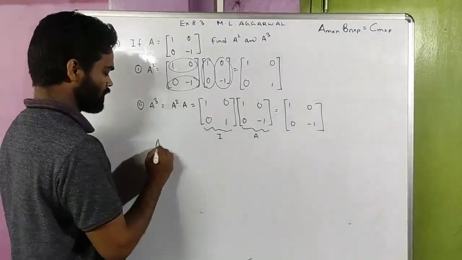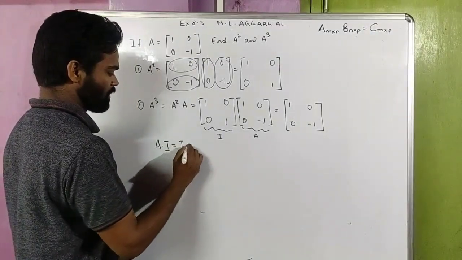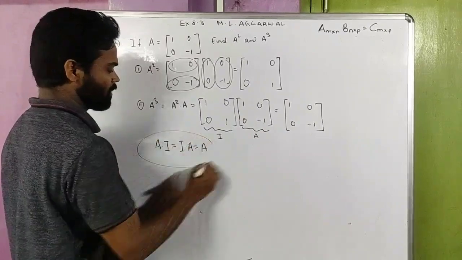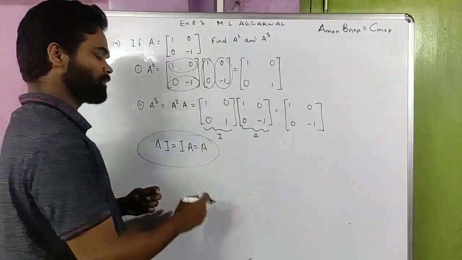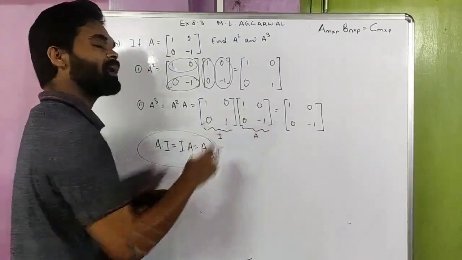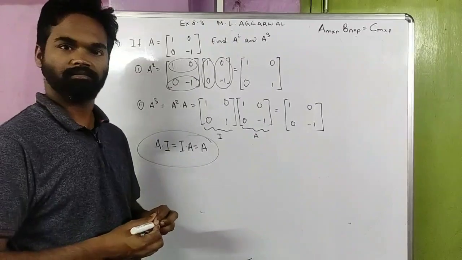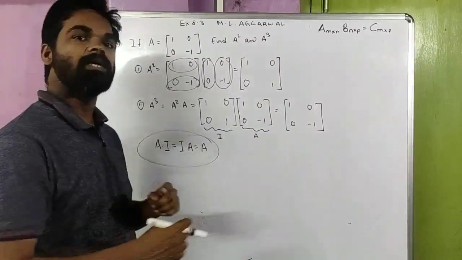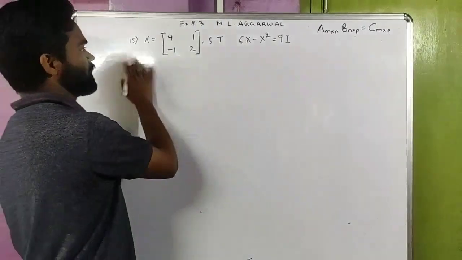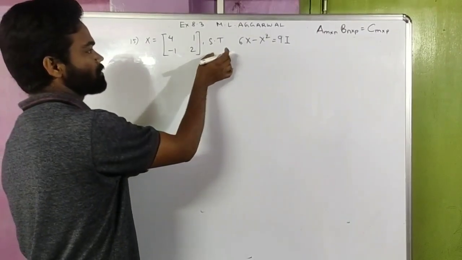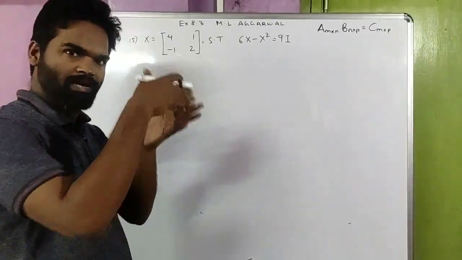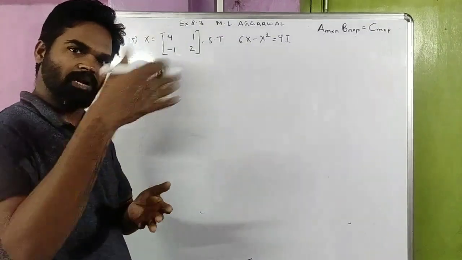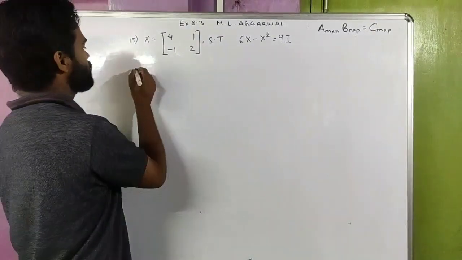Remember this, AI equals IA equals A. Whenever you multiply a matrix with an identity matrix, you get the same matrix. You can multiply and see also. Is it clear? Now look at sum number 15. X is given. They have said show that 6X minus X square is 9I, where I is a unit matrix, an identity matrix where the diagonal elements are 1, 1 and the rest of the elements are 0, 0.